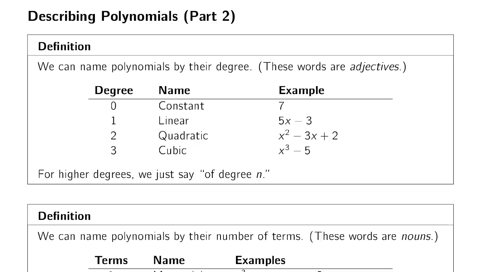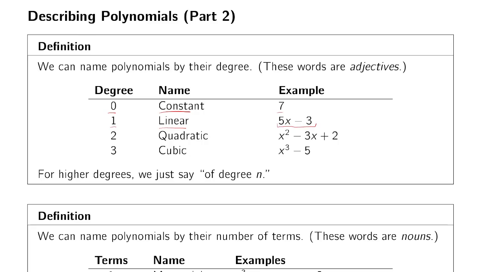We can also describe polynomials based on their content. We can describe them based on their degree. So we can have a constant polynomial, that's degree 0. So it's just a single number, say 7. We can have a linear polynomial, that's degree 1. Notice that this is the same form mx plus b that we said was linear in a different context.